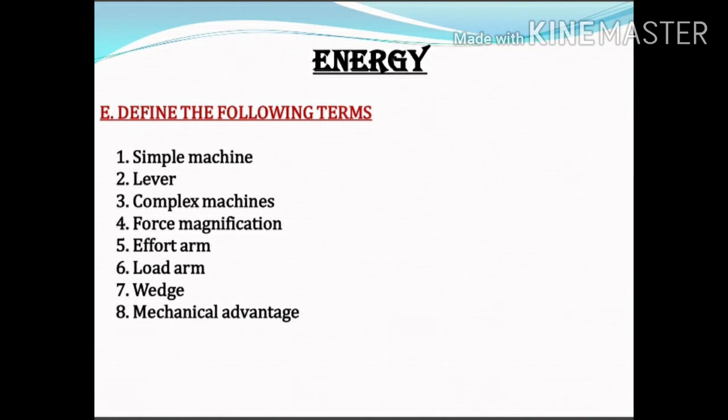Define the following terms. First, simple machines. A simple machine is a mechanical device that makes our work easier. For example, a pair of tongs, a pulley, a knife, a screwdriver, a pair of pliers, etc. Lever. A lever is a very common machine. It is a rod which can turn about a fixed point called the fulcrum.